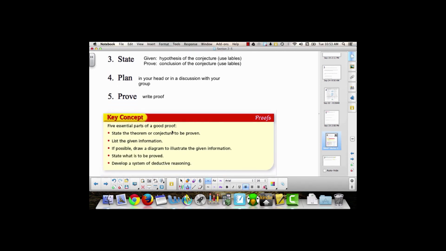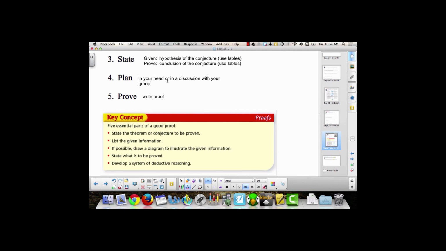Things that you definitely need when you write a proof. You have to state your conjecture that you're trying to prove. You want to list the given information, and remember that comes from the hypothesis of your conjecture. If it's not already done for you, you should always draw a picture in a proof. You always need to state what's being proved because this will tell you when your proof is finished. And you always need a plan.